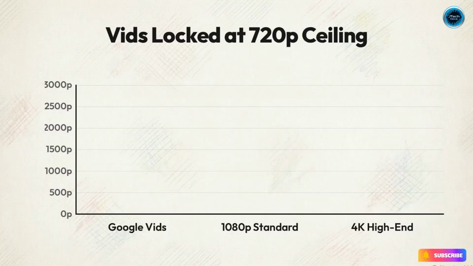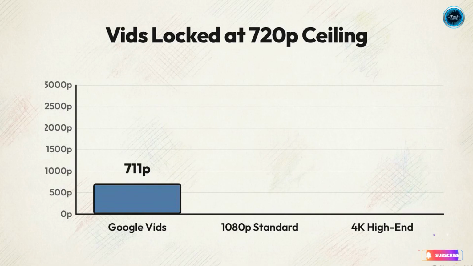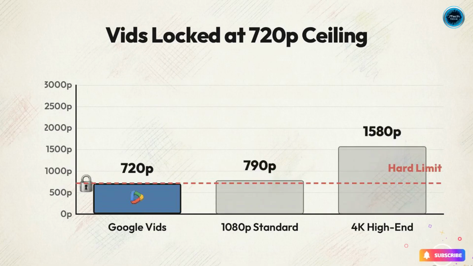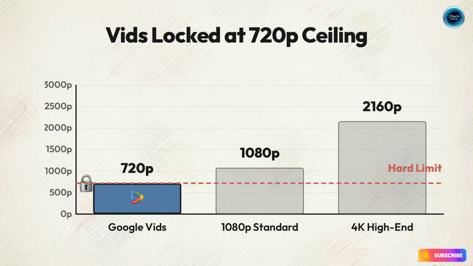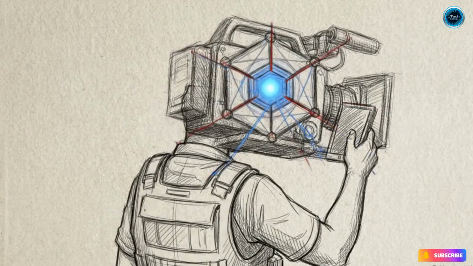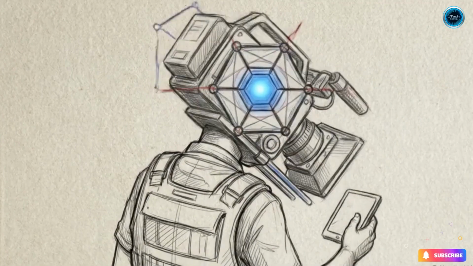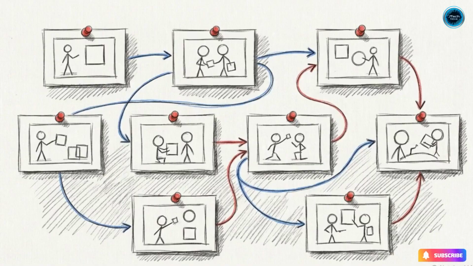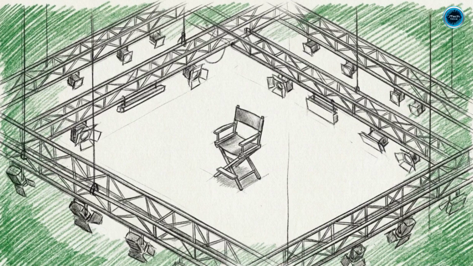We can see the biggest constraint here in this resolution chart. The free and pro tiers of Vids are locked at a 720p ceiling. Compare that to the 1080p and 4K standards required by professional video editors. These tight mathematical constraints mean that Vids isn't a viable option for high-volume YouTube creators or professional filmmakers. DaVinci integration functions as a basic storyboard assistant to help you communicate ideas. It is not a Hollywood-grade production studio.